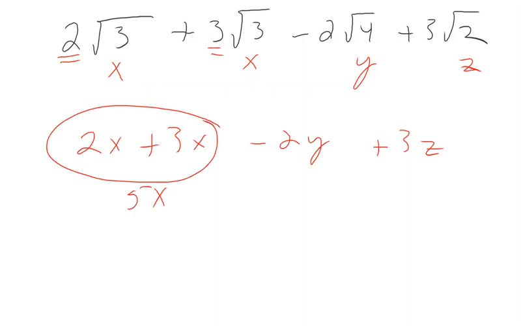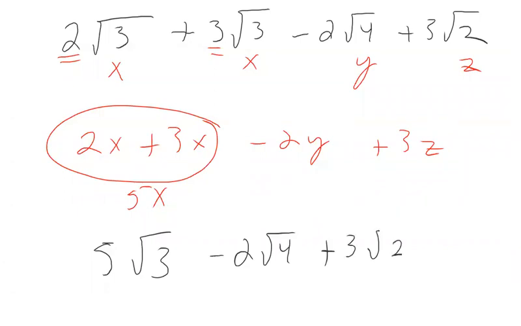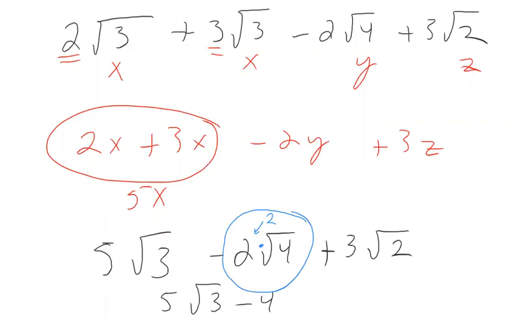All right, so if I combine the first two together, I get 5 radical 3 minus 2 radical 4 plus 3 radical 2. So I combined everything that was the same. Now, just like before, we have to make sure things are simplified, right? And if we look at this guy, I can take the square root of 4. The square root of 4 is 2. And because these two things are multiplying, I am going to multiply that as well. So my final answer becomes 5 radical 3 minus 4 plus 3 radical 2.